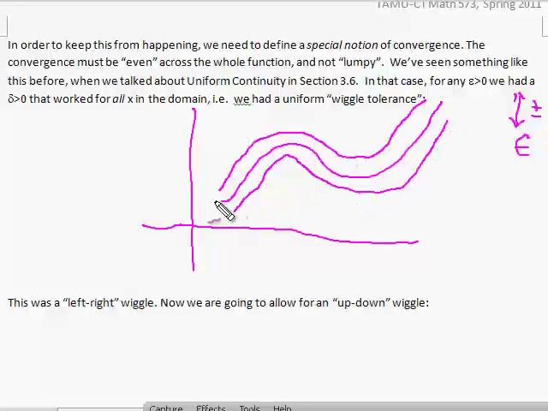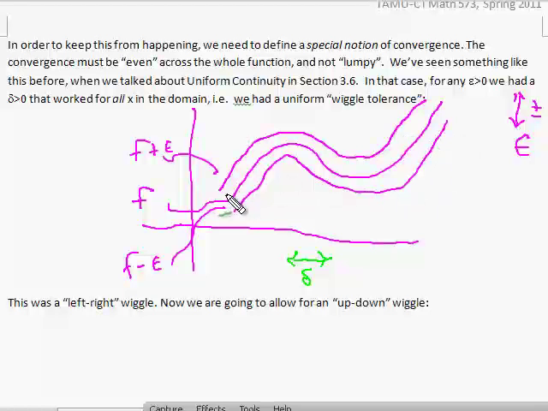Okay. So if I label this one here as f, this one here as f plus epsilon, and this one here as f minus epsilon. Now, uniform continuity meant that there was a left-right wiggle, delta, and I'll use a different color for that. Such that I could move this function to the left or right by delta, and it would still remain within this sleeve that I've created here.